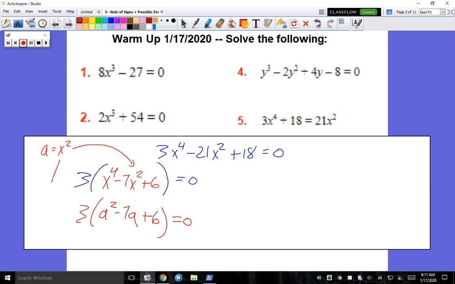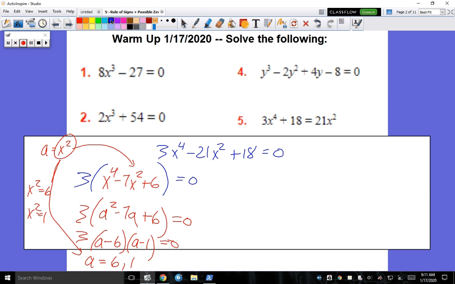If you did that, this would be a minus 6, a minus 1, so that your solutions would be a is 6 and 1. That means x squared is 6, x squared is 1. Some people may not like that a substitution method. To be honest, I'm one of those people, unless it deals with sine and cosine that you will learn in pre-calc.